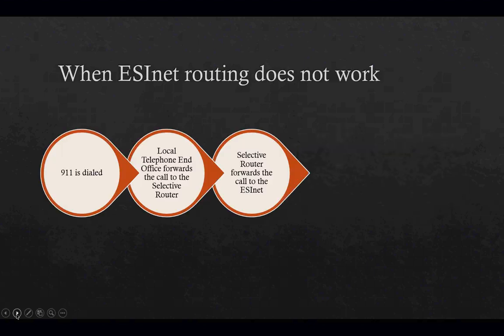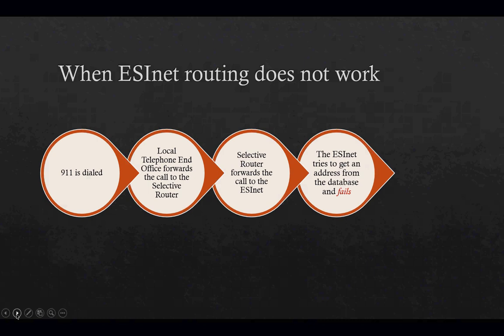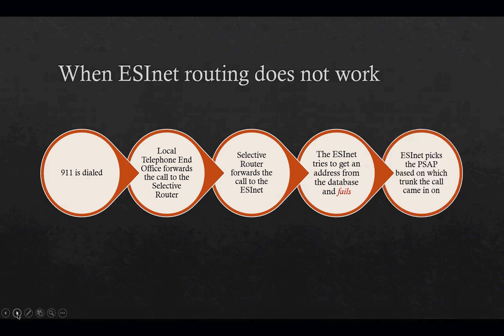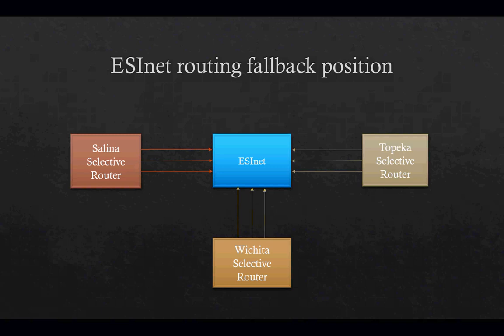But when it doesn't work, and we go through that exact same process, either the address does not come back out of the database properly, or what does come out of the database doesn't work with the GIS data, and now the EZINet has to have a fallback position too. It has to route the call based on some other information. And the thing is, it, just like the selective router, chooses the 911 center based on the trunk the call came in on. But here's why we're noticing these a lot more.